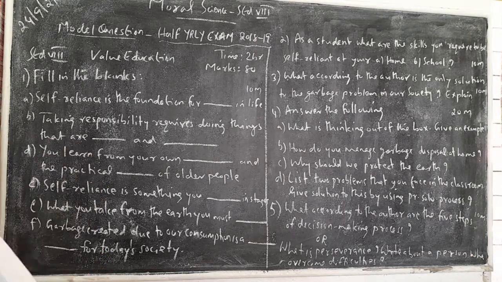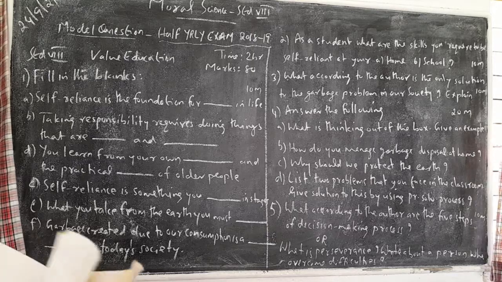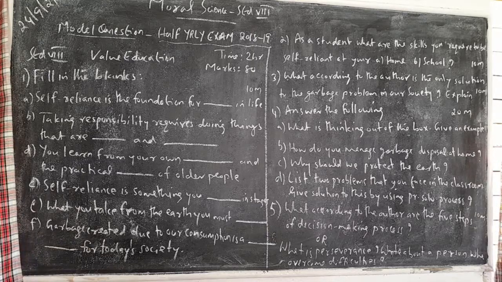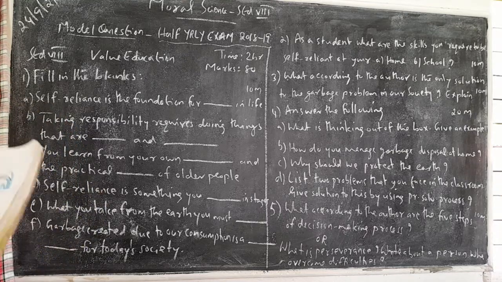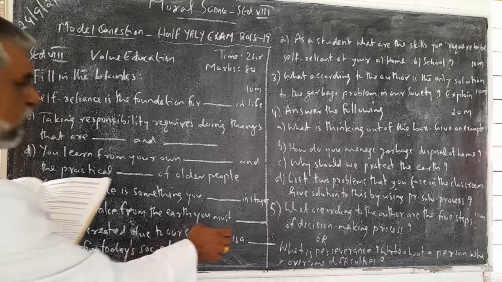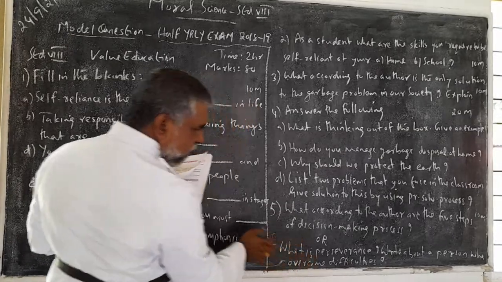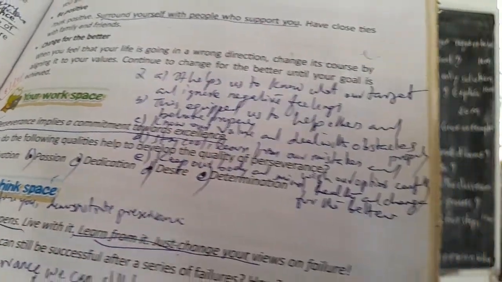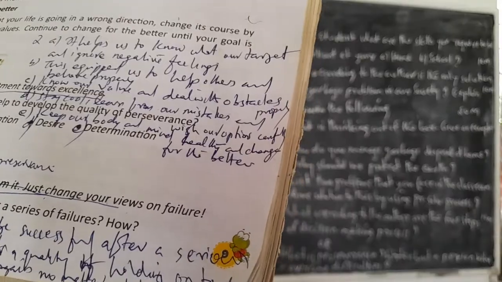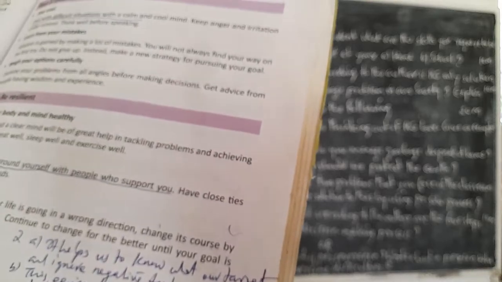from the syllabus. Also, some questions are from the first part, Unit 1, especially in Lesson 1, the Mickey Mouse match. This question is, what is perseverance? Write about the person. Perseverance implies a commitment towards excellence. And then you write about the Mickey Mouse.